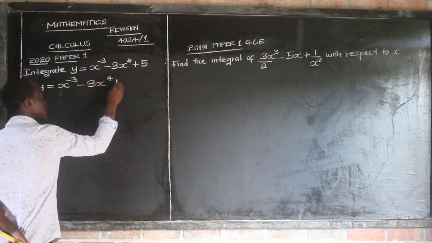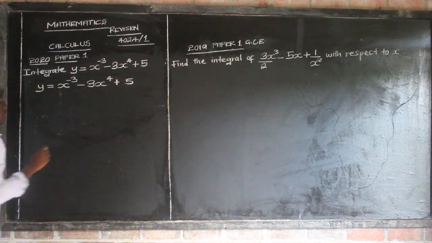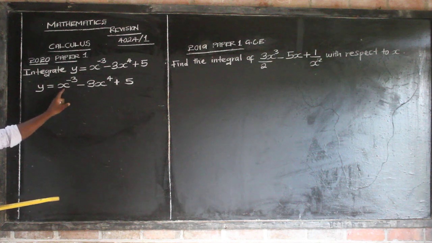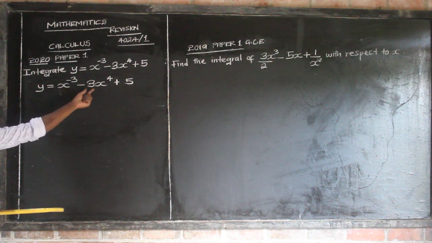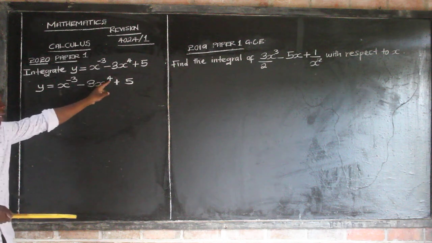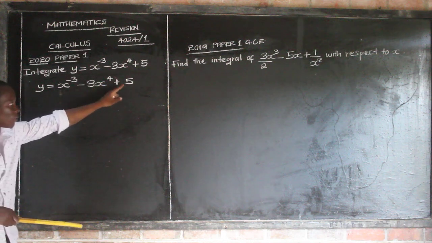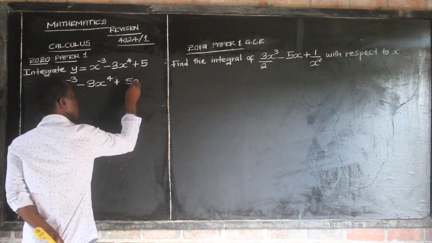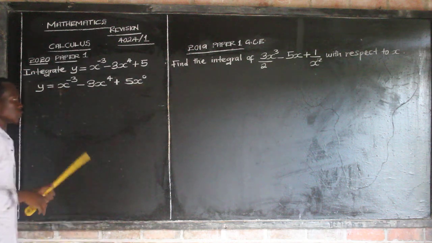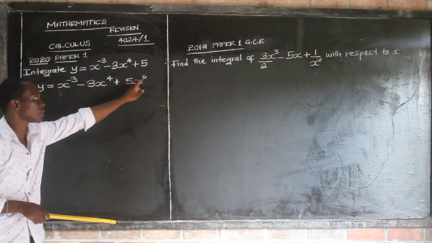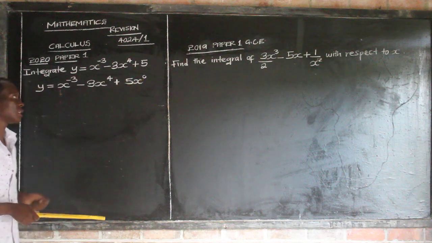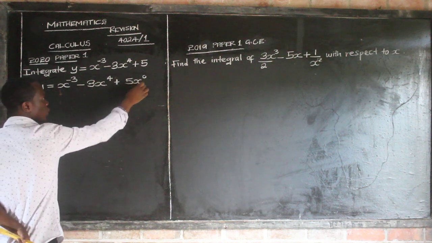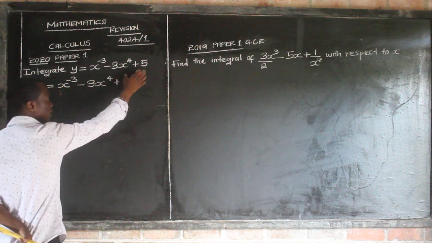Okay, so what we're going to do is, in this case you realize the first term has been raised to the power negative 3, then the second term has been raised to the power positive 4, then we have got 5. Now this 5 can also be written as 5x to the power 0. This is the same as 5, because when you differentiate this one, 5x to the power 0, it's 1 times 5, you get 5.